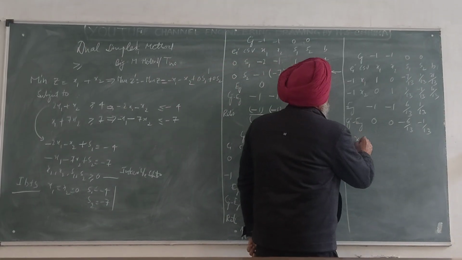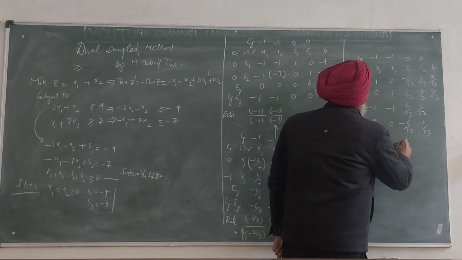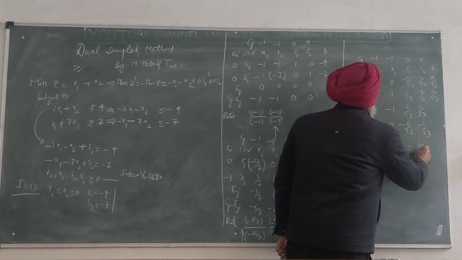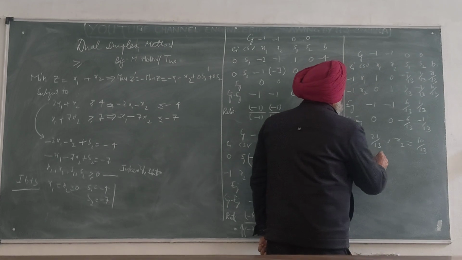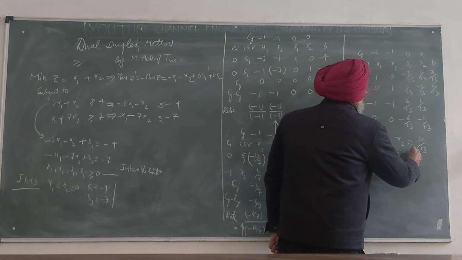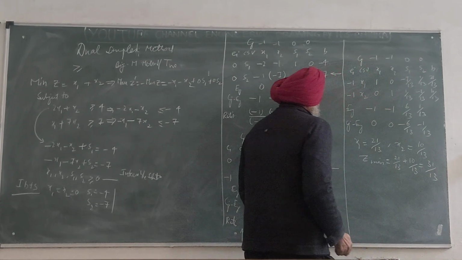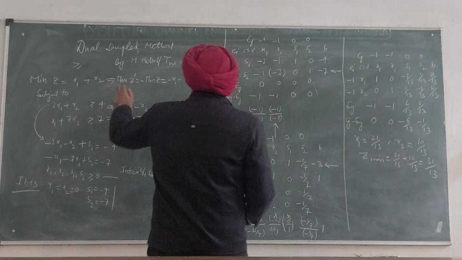What is the optimal result? X1 is 21 by 13. This we have already calculated a couple of times. This is 10 by 13. What is Z minimum? Z minimum is basically 21 by 13 plus 10 by 13. This becomes 31 by 13. Again, this is your primal problem.